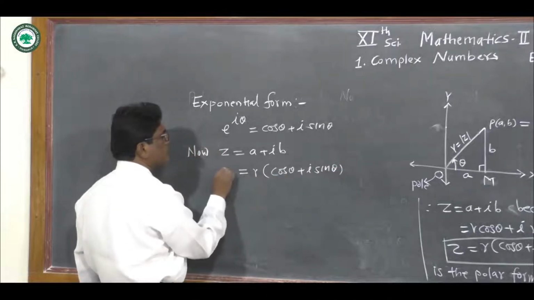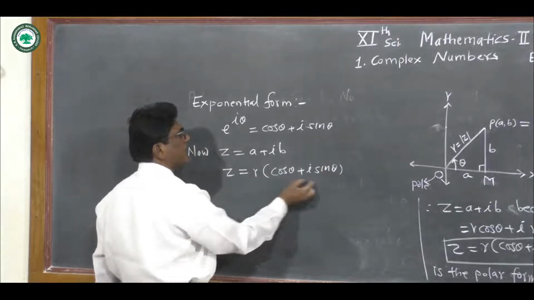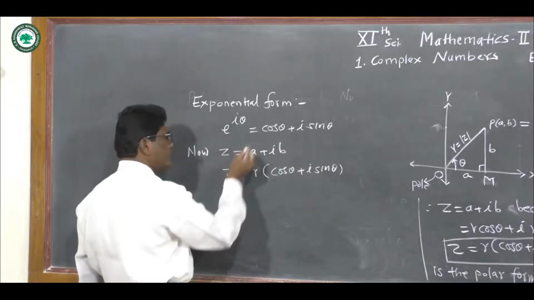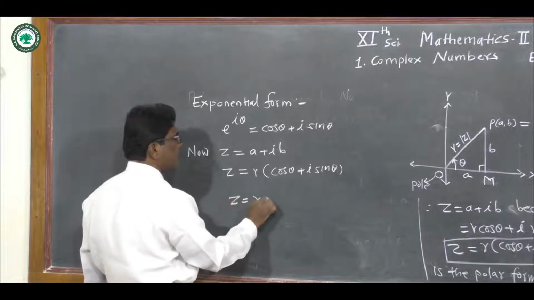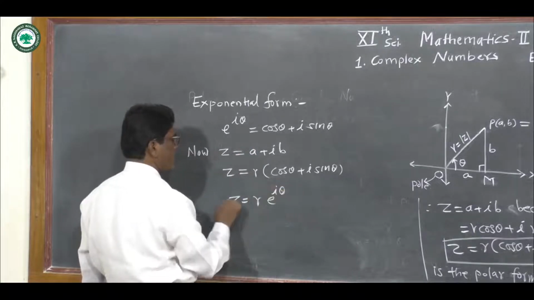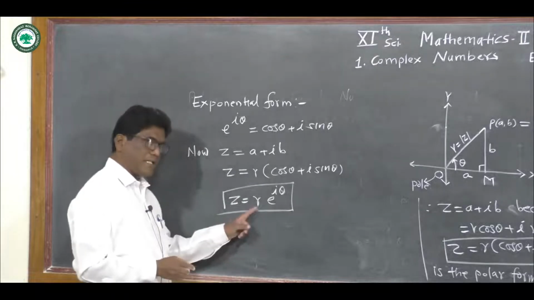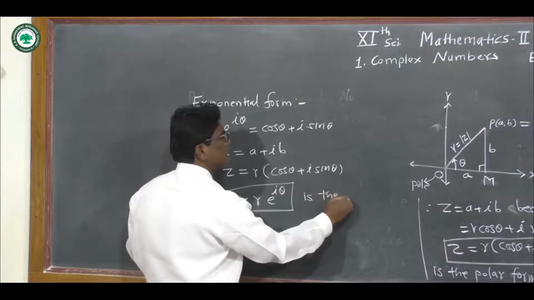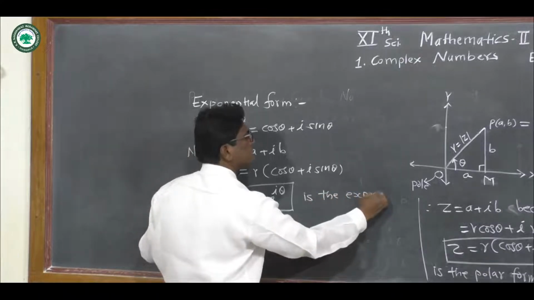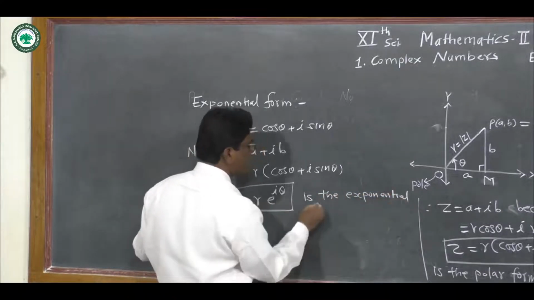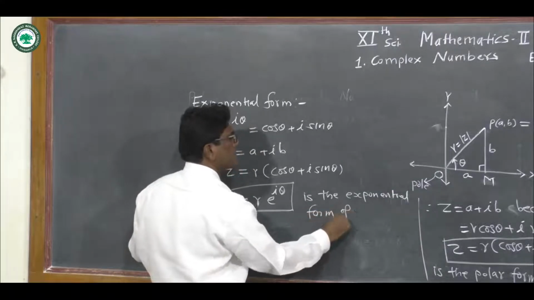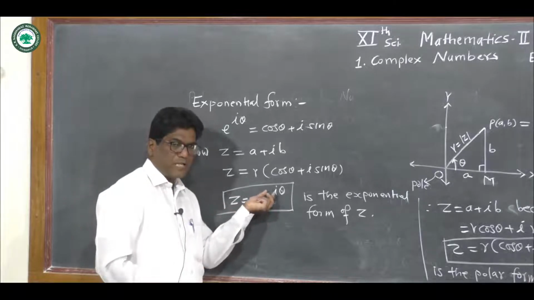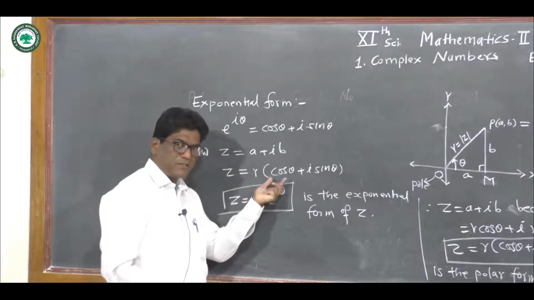This is the polar form. Z is equal to R in the bracket cos theta plus I sin theta. Now this cos theta plus I sin theta is e to the power I theta. So Z is equal to R into e to the power I theta. Z is equal to R into e to the power I theta is the exponential form of the complex number Z. Z is equal to R in the bracket cos theta plus I sin theta is the polar form.